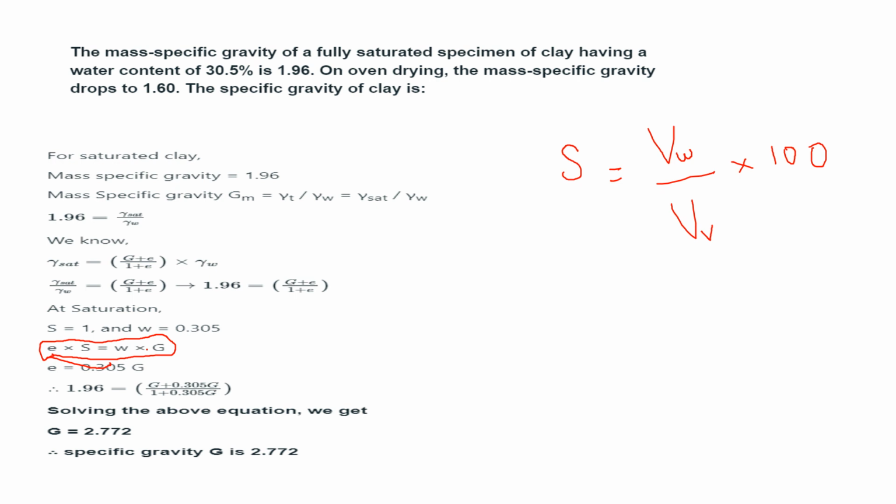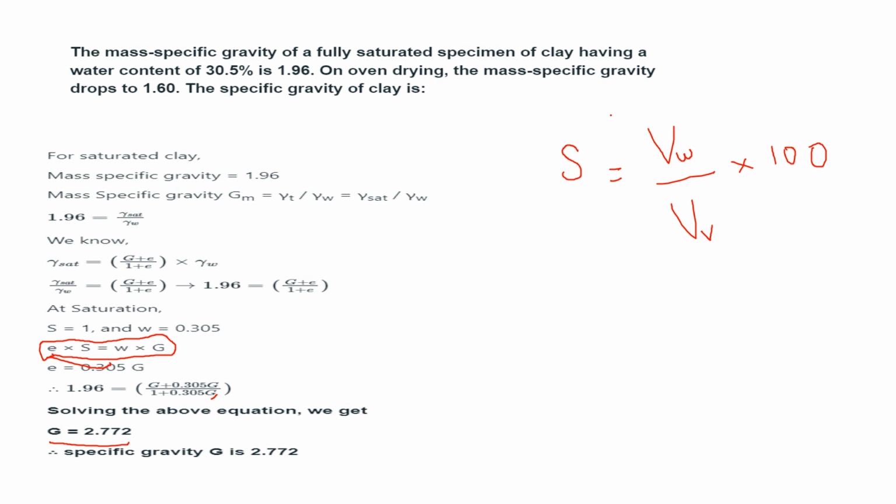W is your water content, G is your specific gravity, that is Gs, specific gravity of solids. So now from here we get e equal to 0.305 times G. Now you substitute this 1.9. Now we have (G plus e) by (1 plus e), where we need to find G. We have e also in terms of G. So when you substitute, everything is in terms of G, so the only unknown is going to be your G. By solving the equation, you will be able to get the specific gravity.